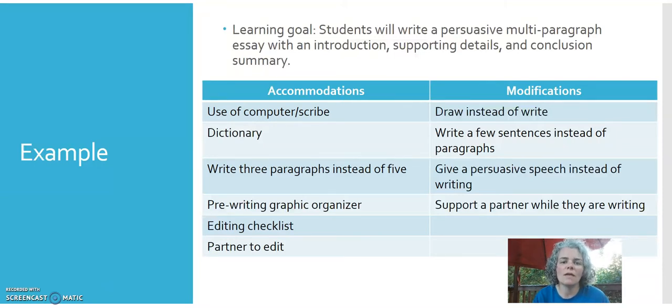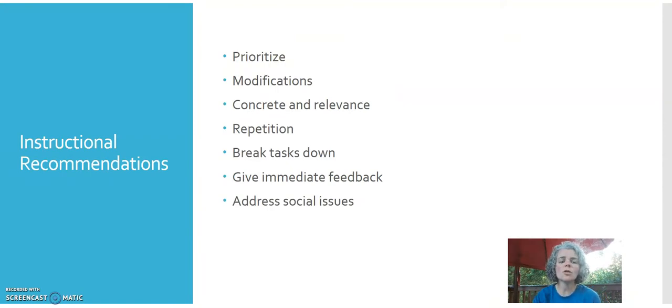The reason why I'm clarifying that now is when we work with students who have intellectual disability or multiple disabilities, or their IQ is so low that accommodations aren't going to be what they need to access learning. They need something that may significantly change the learning goal. So this is the category of students that we really think about, and that's what we're going to talk about in this PowerPoint. So some instructional recommendations are: prioritize providing modifications, obviously, making it concrete and relevant, using lots of repetition, breaking tasks down, giving immediate feedback, and addressing social issues.